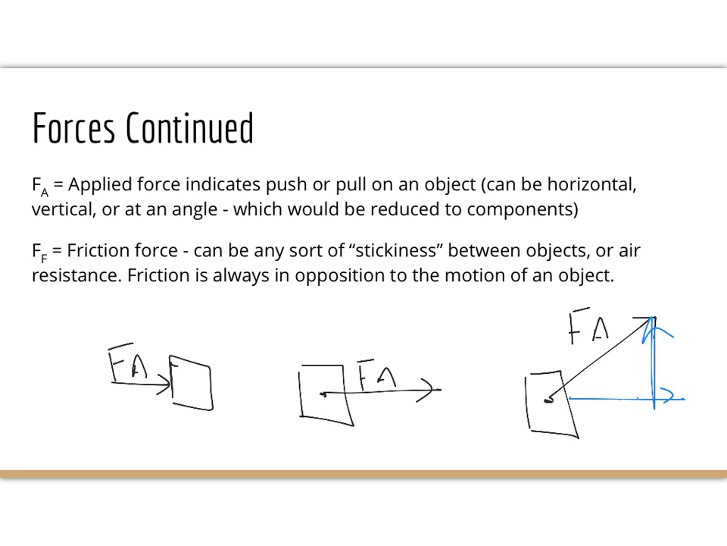The friction force is any sort of stickiness between objects. It could also be air resistance. Friction is always in opposition to the motion of the object. So if something is standing still, we know that the applied force is equal to the friction force. When they're unbalanced, that's when we can consider F net. So maybe our applied force is really great. F net would be Fa, in this case, take away the force of friction because they're opposite directions. So again, we're looking at vectors here. This comes back full circle to our last unit.